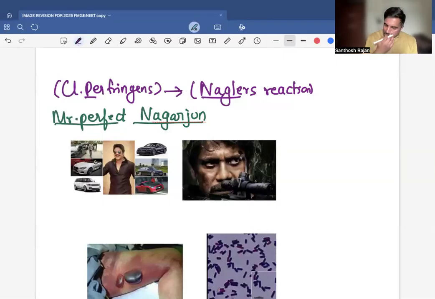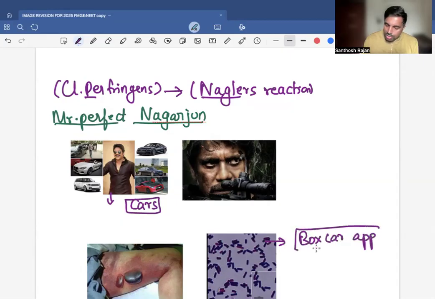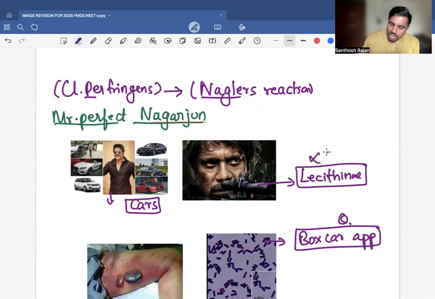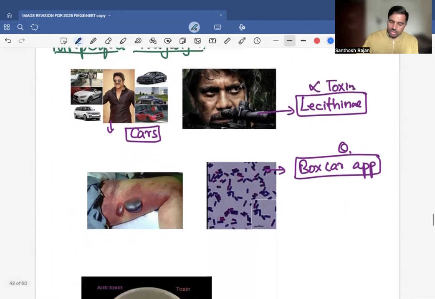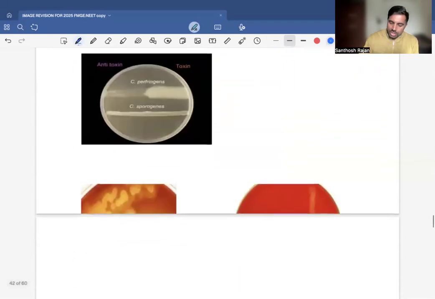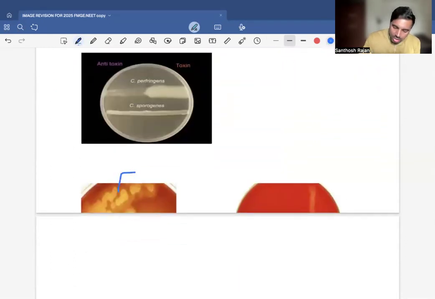So, a lot of things are here. One, you see, Nagarjun's favorite is cars. So, boxcar appearance. Boxcar, on Gram stain, boxcar appearance means it's your Clostridium perfringens. First question. Second one, he has a lecithin gun because lecithinase is the main, that's the alpha toxin, which is the main culprit here. Okay, alpha toxin. Now, what does it do? This toxin, you see this picture, causes a special lesion called a target lesion. He always has a target.